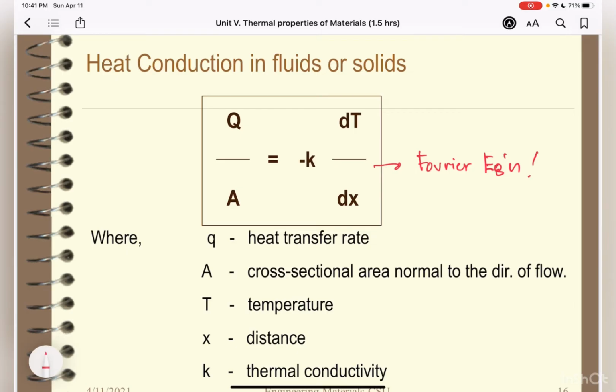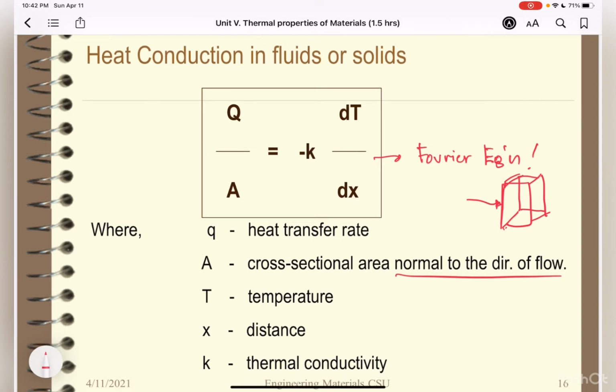So from this equation, Q is the heat transfer rate, A is the cross-sectional area normal to the direction of flow. So assuming you have here a cube, the area perpendicular or normal to the direction of the heat flow is just this area here. The area you will take is the area of this, normal to the heat flow. Okay, T is of course the temperature, X is the distance, and K is the thermal conductivity of the material being studied.